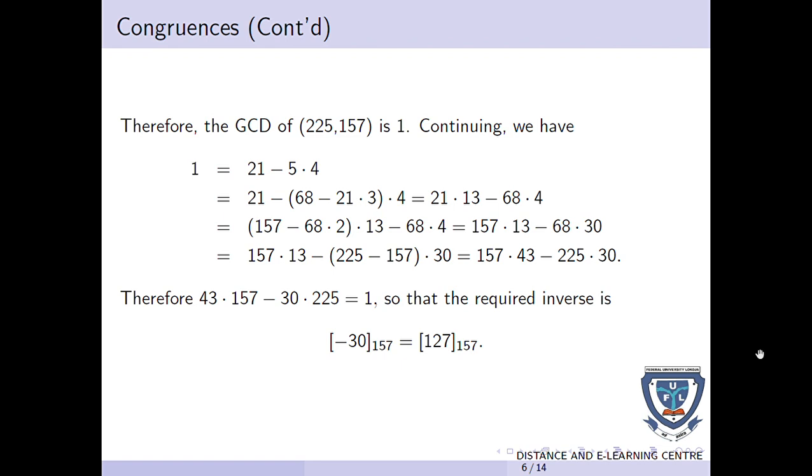So going forward, we are going to have that the inverse of 225 modulo 157 will give us minus 30 modulo 157. And normally, we don't leave our results negative. So converting it to positive, you have 127 modulo 157. So that is the inverse of 225 modulo 157.